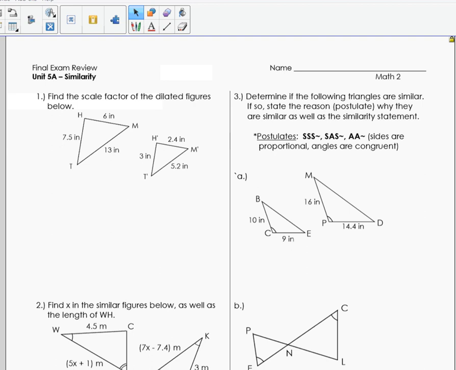Okay, so for this last video, we are going to review similarity. This is pretty quick, so I just want to go over a few little details of things that are easily forgotten. For number one, it says find the scale factor of the dilated figures below.